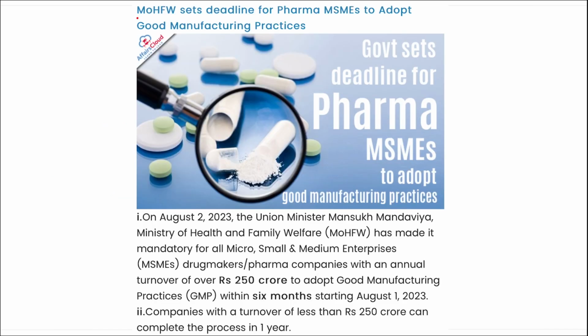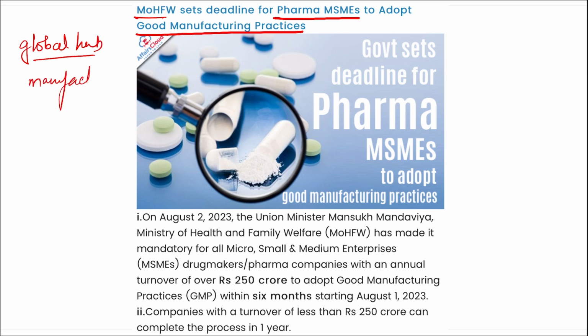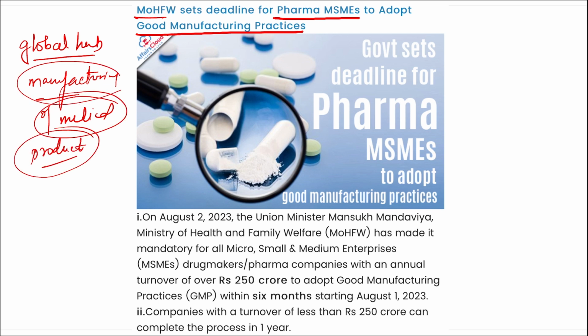Next is the Ministry of Health and Family Welfare. They have set a deadline for pharma MSMEs to adopt good manufacturing practices, right? So as we know, it was stated that India will emerge as a global hub for the manufacturing and then export of medical products, right? These products will include your medicines and all other technology and other products that are related to the medical sector, correct?